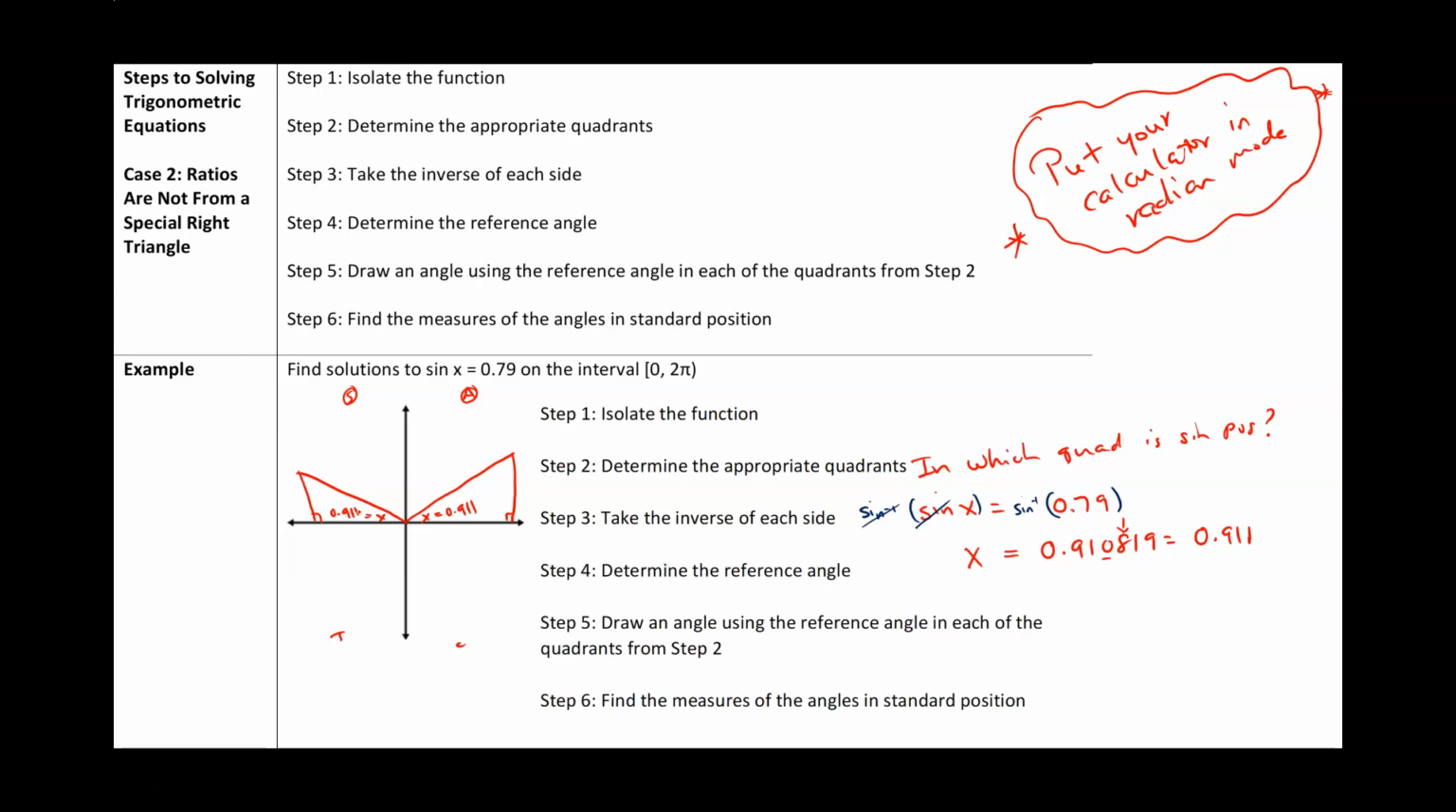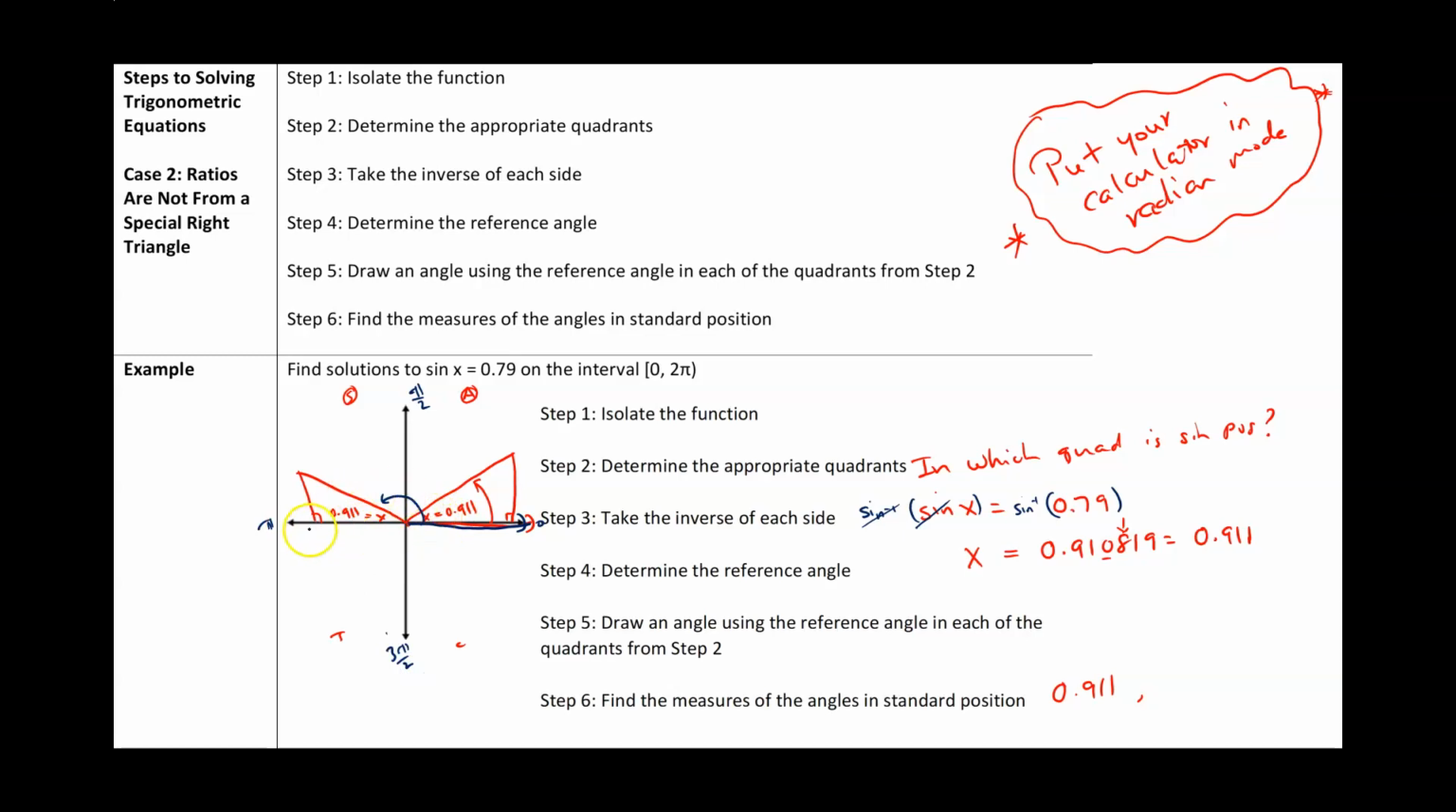Now, based on the reference angle, we have to measure the angles in standard position. The first one is going to be pretty easy. The first angle, we're starting here and we're going to here. That's just going to be 0.911. That's easy. And remember, this is in radians. But the other angle, we have to do a little bit of work. The other angle, we're starting at 0 and it's going up to here. So here's what we know. This is 0, this is pi over 2, this is pi, and this is 3 pi over 2.